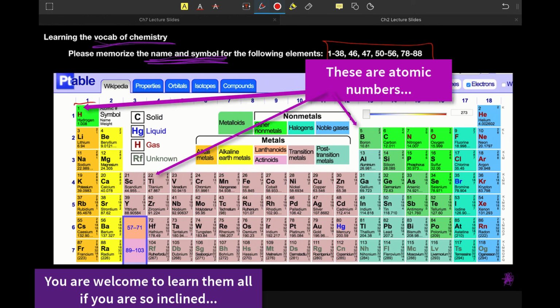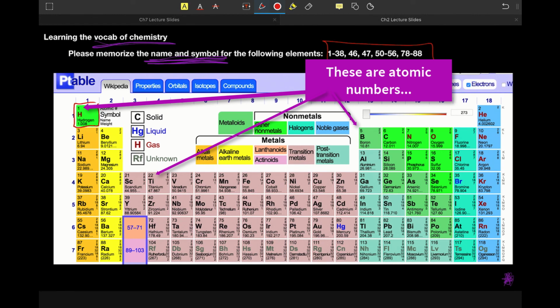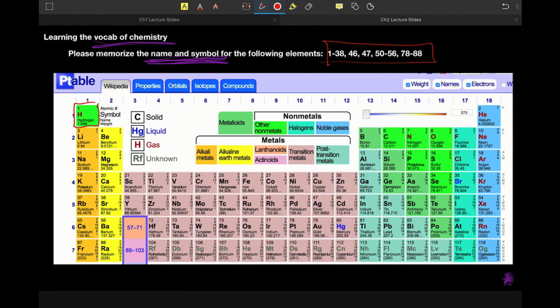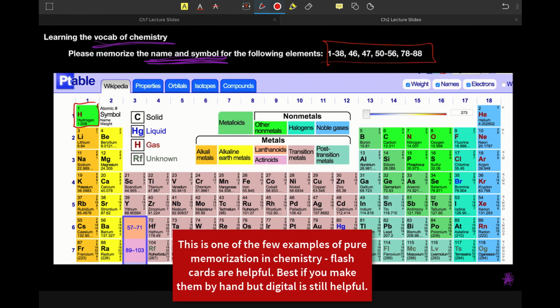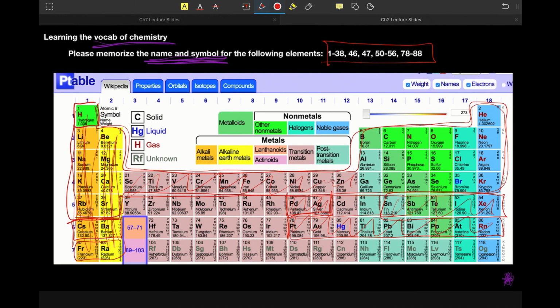So when I say hydrogen, you need to know hydrogen is H, and it's spelled hydrogen. That's it. You don't need to know that hydrogen is element number 1. You don't need to know that it has an atomic mass of 1.01. You just need to know H, hydrogen. And again, just name and symbol.